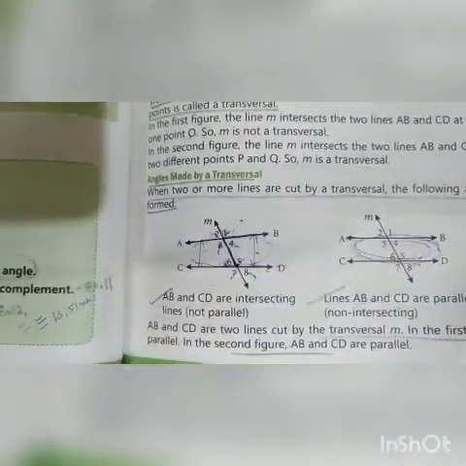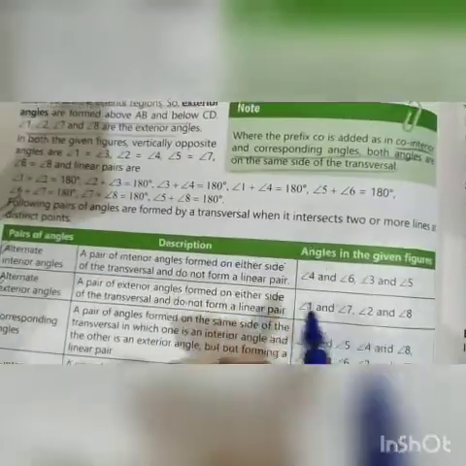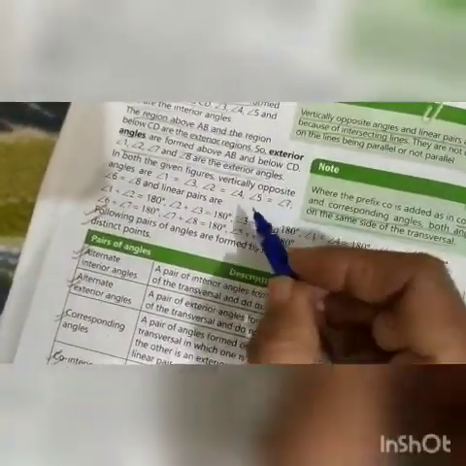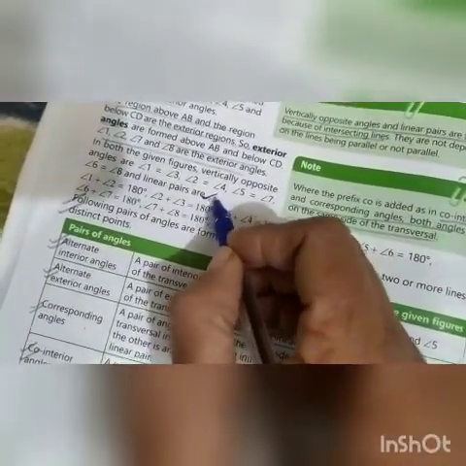Today we will do up to here. The remaining explanation about alternate interior angles, alternate exterior angles, corresponding angles, and co-interior angles, I will explain in the next class. First, you read 3-4 times up to here.